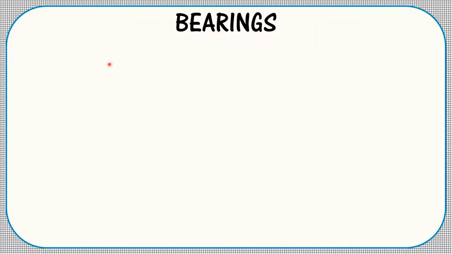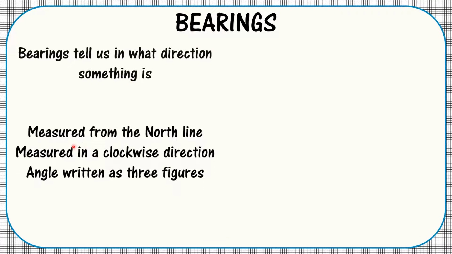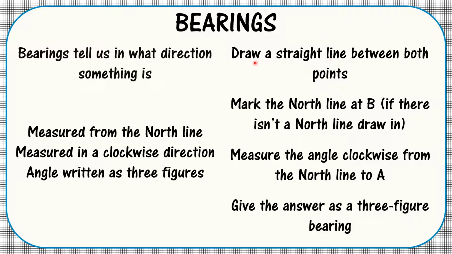For bearings, bearings tell us in what direction something is. It is measured from the north line, it is measured in a clockwise direction, and it is an angle written as 3 figures. The way you do this is you draw a straight line between both points, mark the north line at B if there isn't a north line drawn in, measure the angle clockwise from the north line to A, and then give the answer as a 3-figure bearing. Obviously, the letter B can change depending on the question.